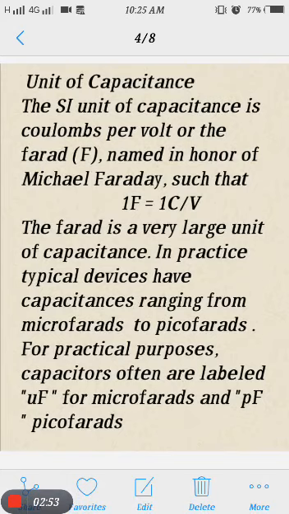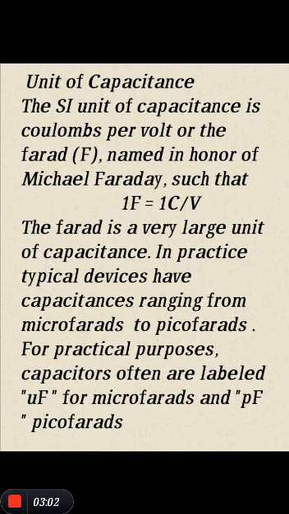What is the unit of capacitance? The SI unit of capacitance is coulombs per volt, or farad, named in honor of Michael Faraday, such that 1 farad is equal to 1 coulomb per volt. The farad is a very large unit of capacitance. In practice, typical devices have capacitance ranging from microfarads to picofarads. For practical purposes, capacitors are often labeled μF for microfarads and pF for picofarads.